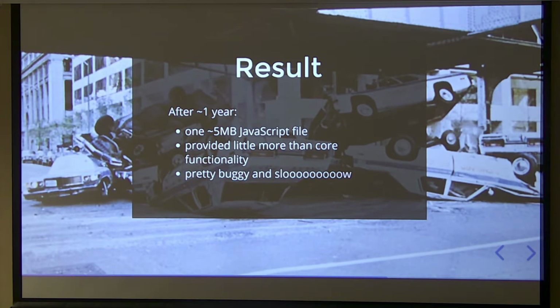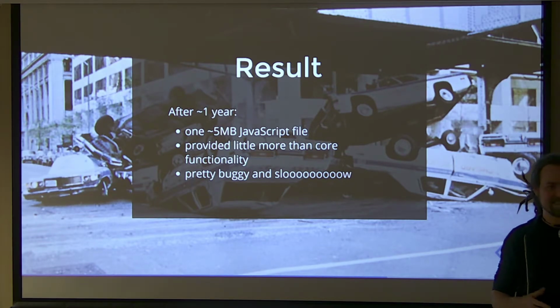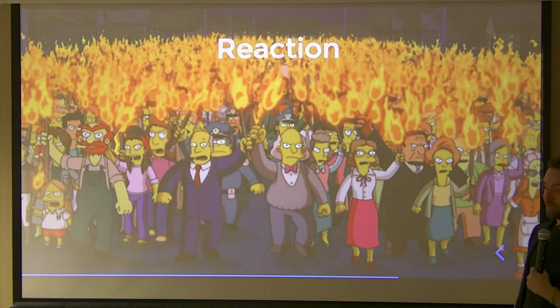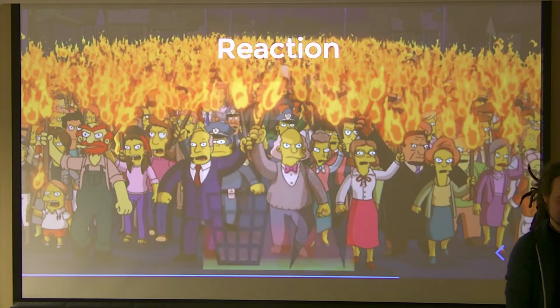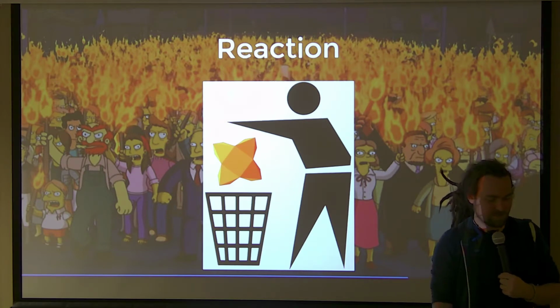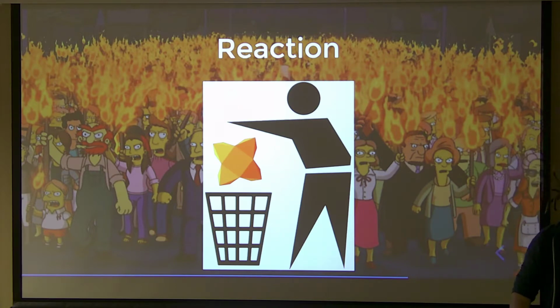I think after roughly a year, we had one giant JavaScript file that basically just had the core functionality of the thing, and it was pretty buggy and slow. And so the reaction from everybody at the company was pretty horrible, and everybody wanted to just get rid of Haxe. And it's pretty understandable. I mean, from an objective perspective, the result of the work, as hard as the work may have been, and there were a lot of things to solve. For example, that video streaming on browsers is a joke, whereas in Flash it actually works.